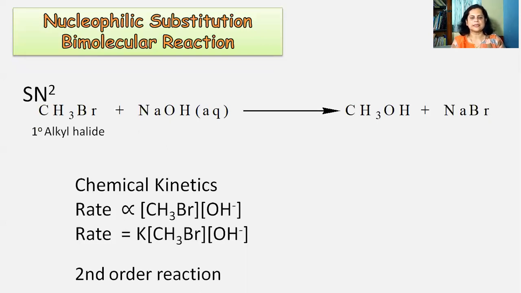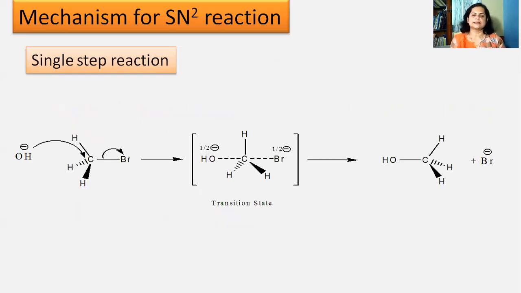That means the rate of reaction depends upon the concentration of both reactants, the methyl bromide and the hydroxide ion, and therefore the reaction is a second order reaction. What we denote here is a 2, that is the bimolecular reaction. See, this is the SN2 reaction. It is a one-step reaction.